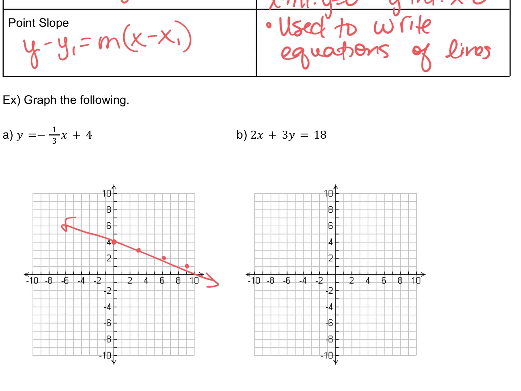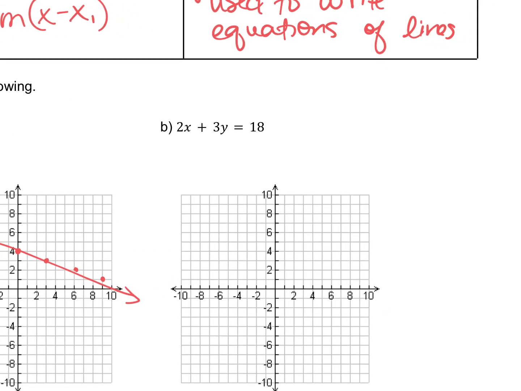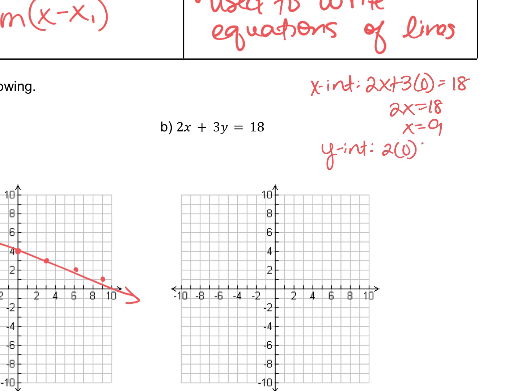Okay, letter B is in standard form, so I could convert it and get the y by itself so it matches that, but let's just do intercepts. The x-intercept is when y equals 0. So 2x plus 3 times 0 equals 18. So 2x equals 18, so your x-intercept is 9. Your y-intercept is when x equals 0. So 2 times 0 plus 3y equals 18. 3y equals 18, so y is 6.